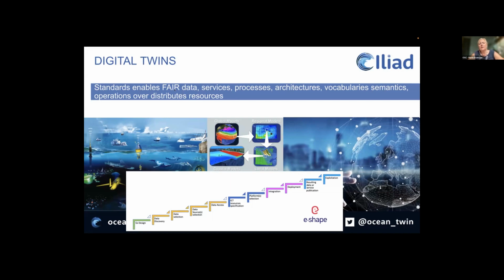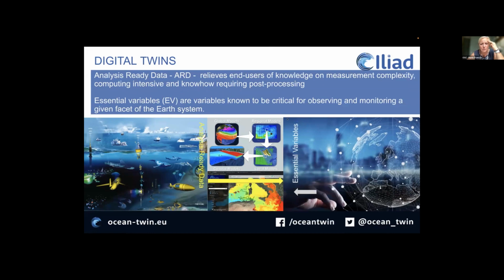And standards enable FAIR data, services, processes, but also architectures. Vocabulary, semantics, I will not go into that, but it has been mentioned in the previous presentation. And why I talk about architecture here is because I was asked to introduce a little bit what is, and the role of, essential variables and analysis-ready data. My vision can be discussed, because these are topics of research and discussion.